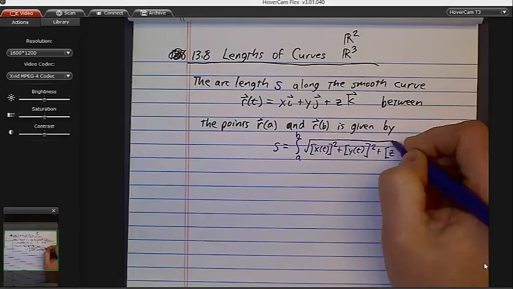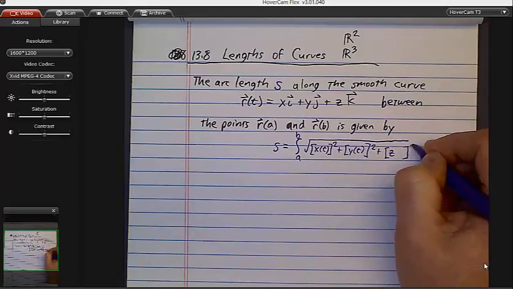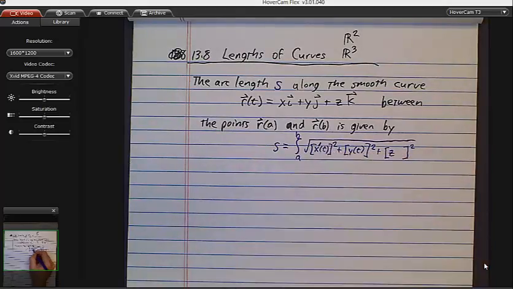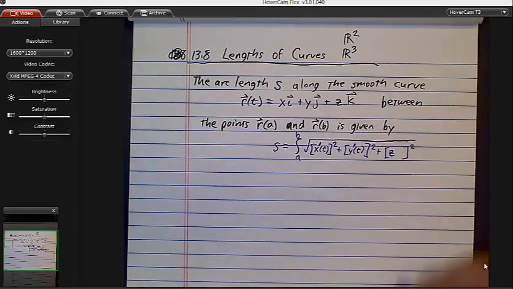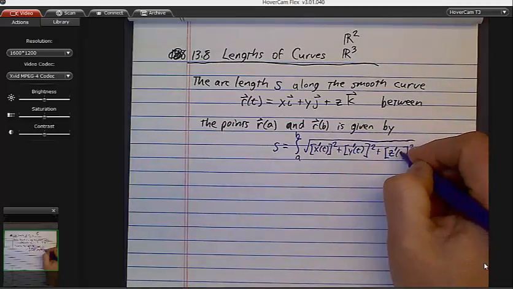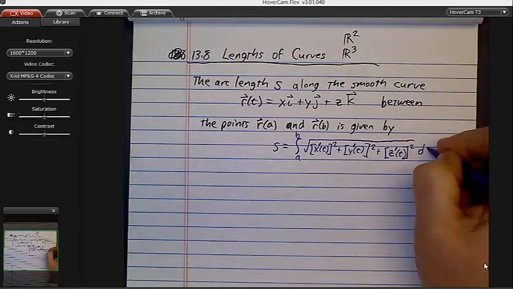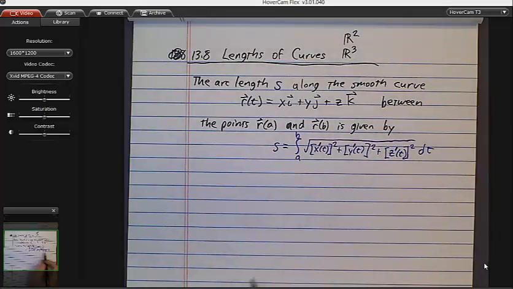z. Oh, wait a minute, there's something I'm missing. Did you figure out what I'm missing that was in the reading? This should be prime: x prime of t, y prime of t, and z prime of t. So we're going to need to take derivatives. Okay? And then we're going to work out what we have.